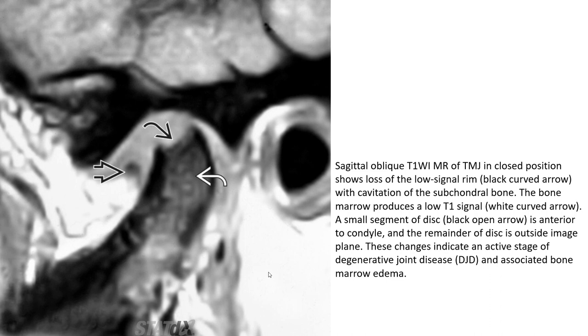This is a sagittal oblique T1-weighted image of the TMJ in closed position, showing loss of the low signal rim, black curved arrow, indicating cavitation of the subchondral bone. The bone marrow produces a low T1 signal, black curved arrow. A small segment of this black open arrow here is anterior to the condyle, and the remainder of this is outside the image plane. These changes indicate an active stage of degenerative joint disease and associated bone marrow edema.